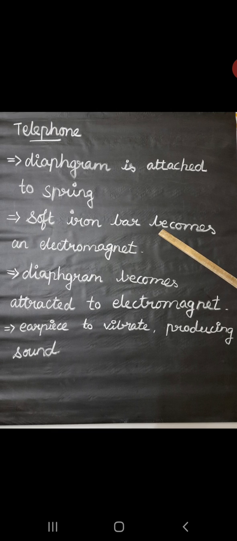When the current flows through the wires, the soft iron bar becomes an electromagnet. Then the diaphragm becomes attracted to the electromagnet. As the person on the other end of the line speaks, his voice causes the current in the circuit to change. This causes the diaphragm in the earpiece to vibrate.